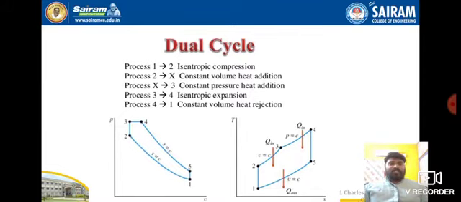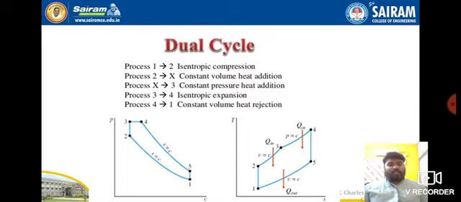So this is the PV and TS diagram, and let us understand the different processes. The 1 to 2 process is isentropic compression, as we have seen earlier, and then the 2 to 3 process. In between, it is showing as X: 2 to X and X to 3. So what is this 2 to X and X to 3 all about? In the 2 to 3 process, combustion takes place. That is the heat addition process. So that is why it is constant volume heat addition, and then X to 3, constant pressure heat addition.